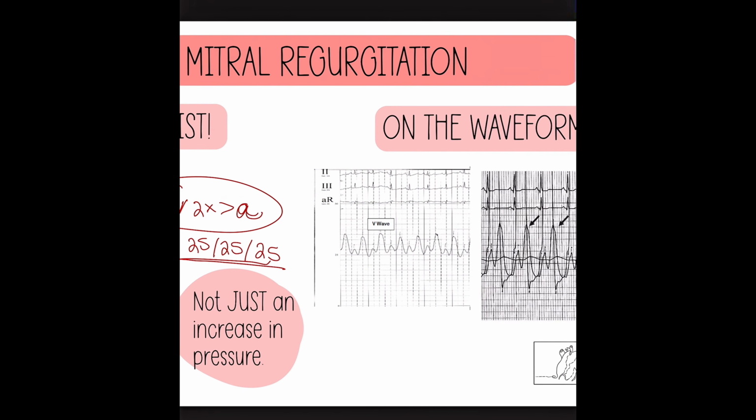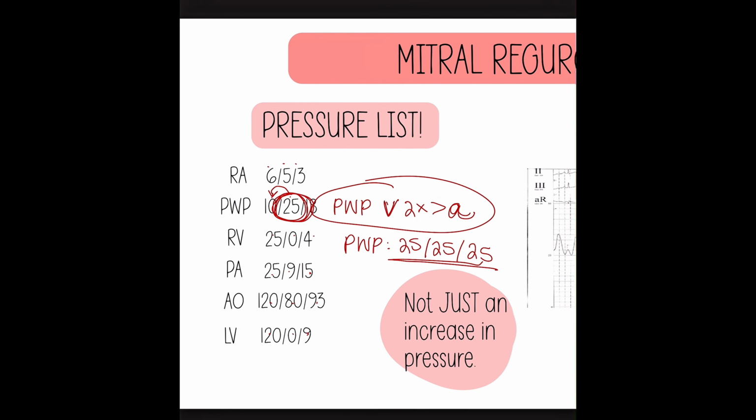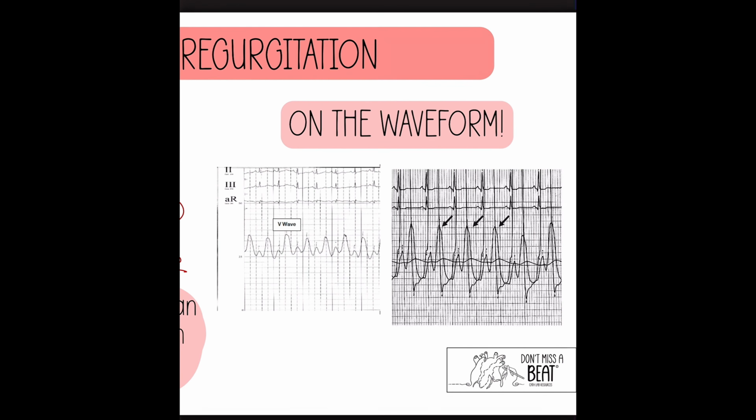Now on the waveform, if I gave you this and I said, does this patient have mitral regurg? You could say yes. If I give you a waveform, you need to be able to say, does this patient have mitral regurg? Yes or no. So you have to be able to pick out a couple things.